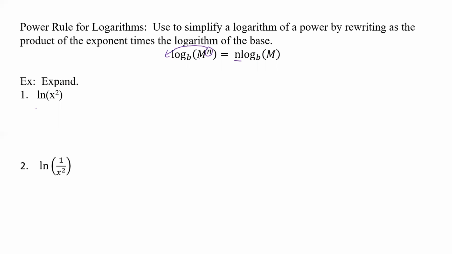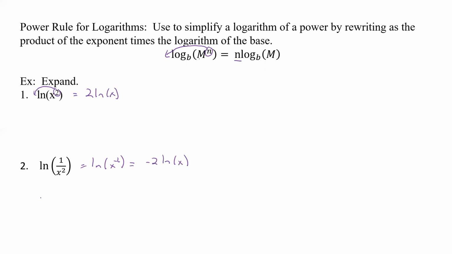We're going to do something similar to that. So here we're going to take that 2, bring it down in front, and that gives us 2 ln of x. Now with this one, there are a couple things we can think about doing. We can rewrite this one as ln of x to the negative 2. Or, we could take the ln of 1 minus ln of x squared and do it that way, and we get the same thing. So let's first do it this way. This gives us a minus 2 ln of x.